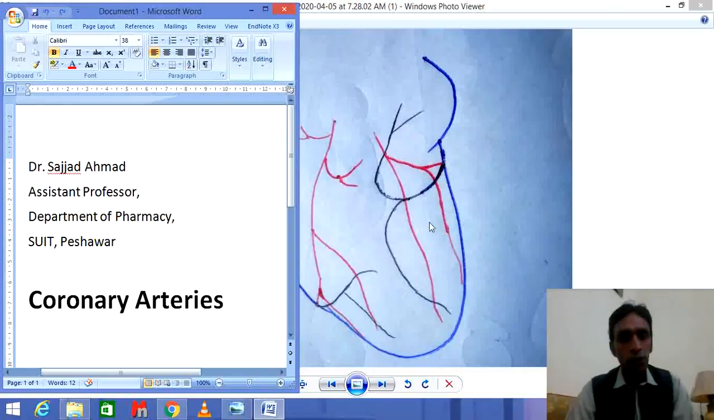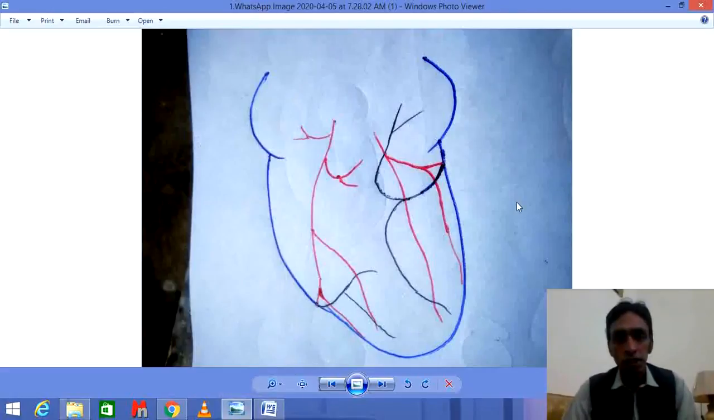Going to learn about the coronary arteries. Coronary arteries are the arteries which supply blood to the heart. Simply, you can say that these coronary arteries are the arteries which supply blood to the muscles of the heart. Just like all other organs, the heart also needs blood for its function. So, to carry out its function, it needs the blood, and this blood is supplied by the coronary artery.